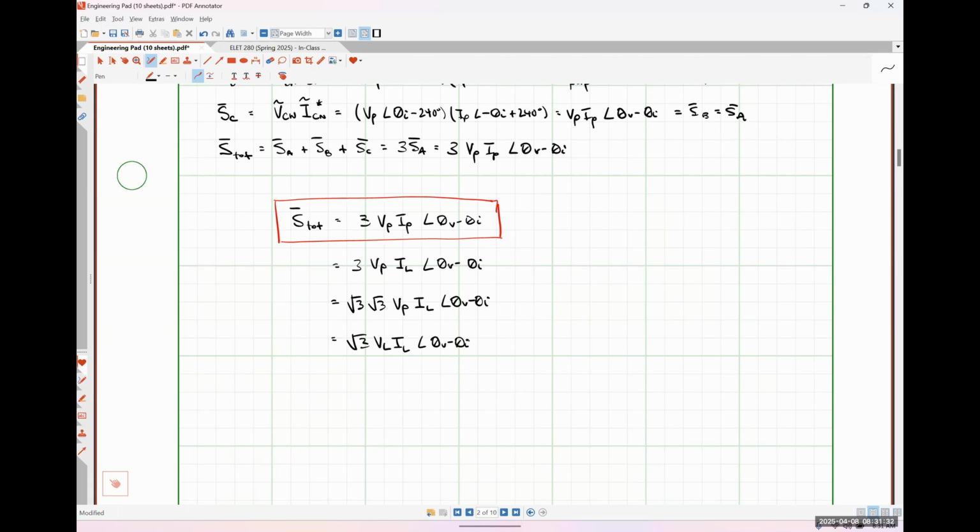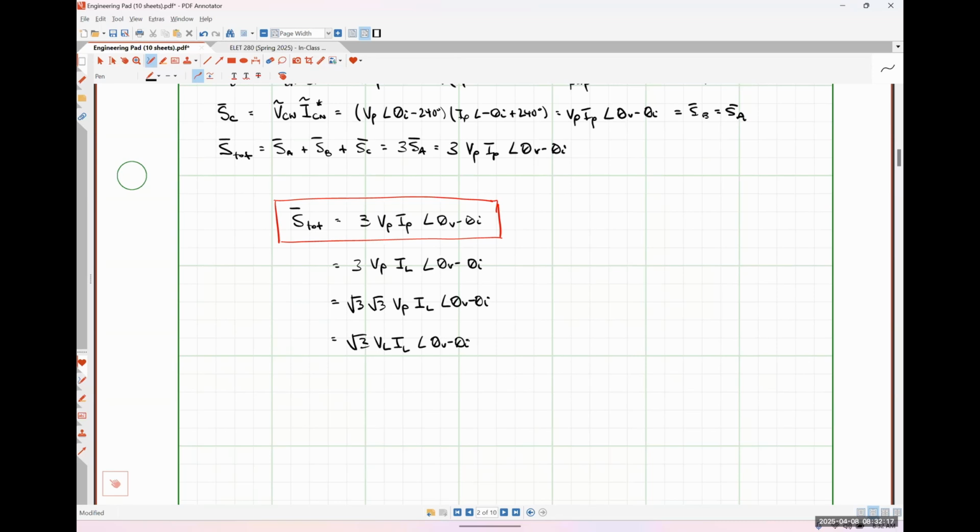Ricky, you're making a face. Yeah, so I'm just splitting that 3 up into square root of 3 times square root of 3. So if I split 3 up into root 3 times VP, and then in the next step, I realize that root 3 VP is just VL, that allows me to express my total complex power only in terms of line current magnitudes and line voltage magnitudes. And then the angle of the difference in between those quantities, right?